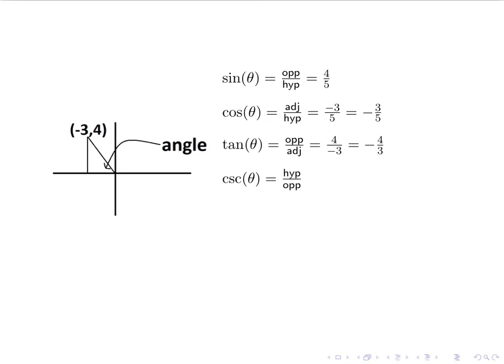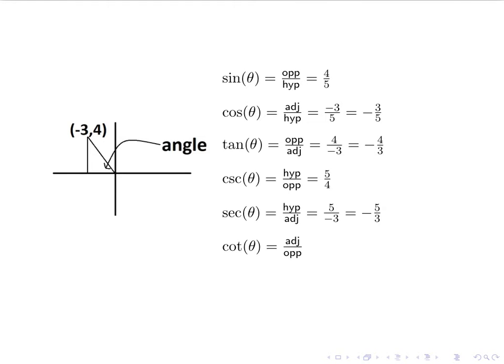Next, cosecant, hypotenuse over opposite, 5/4. Remember, that's the reciprocal of sine. Secant, hypotenuse over adjacent, that's the reciprocal of cosine.